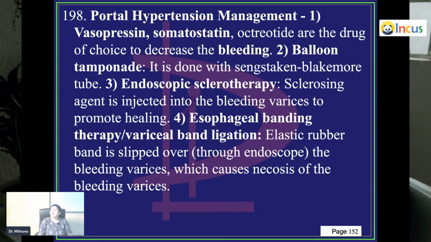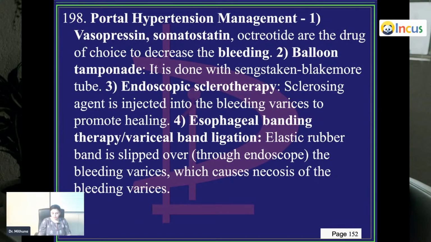And then you have esophageal banding therapy and variceal band ligation. You can ligate whichever area is undergoing bleeding. If you ligate, you're stopping the bleeding. An elastic rubber band is slipped through the endoscope over the bleeding varices. Once the band is there, it causes necrosis and finally leads to stoppage of the bleeding, because it's stopping the blood flow to that particular area.